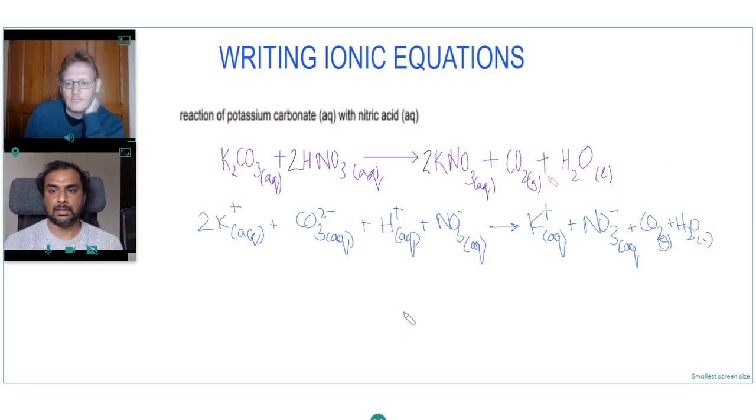Or is it 6 oxygens? 7, 8, 9. Yeah, that's fine. So that affects the number of ions we've got down here. So this would be 2H+, 2NO3-, 2K+, and 2NO3-.